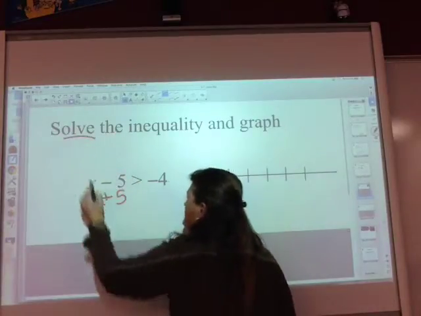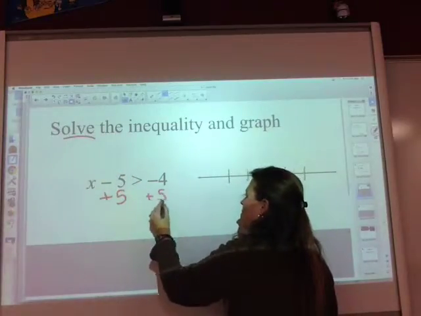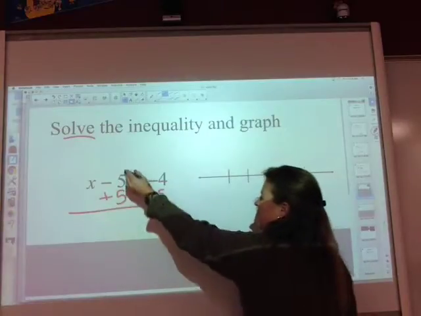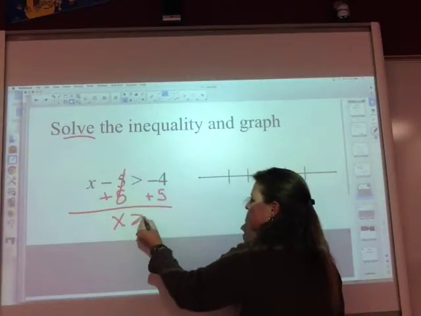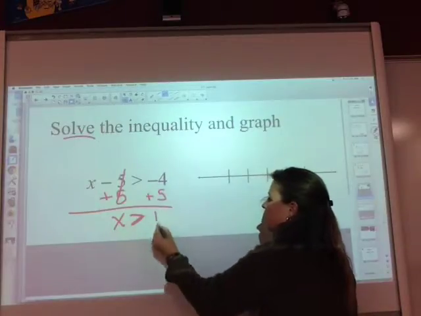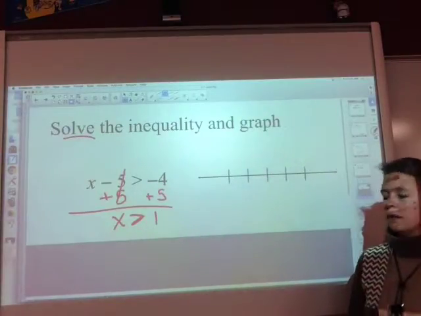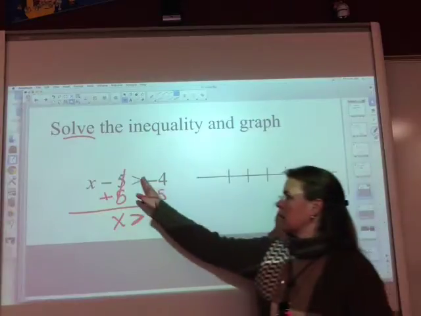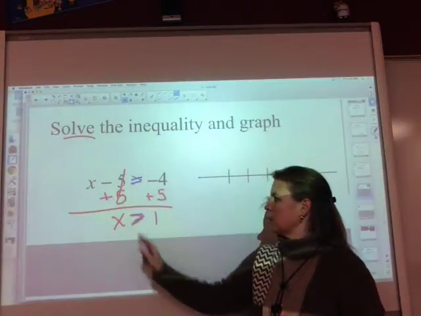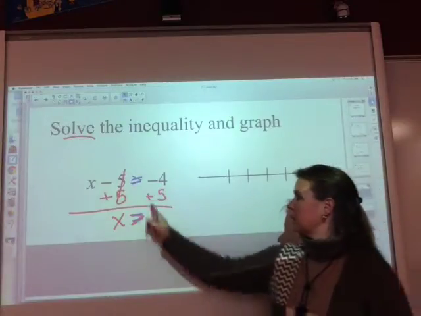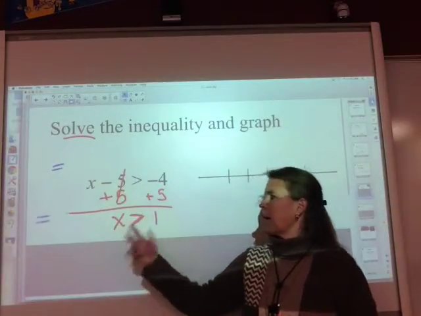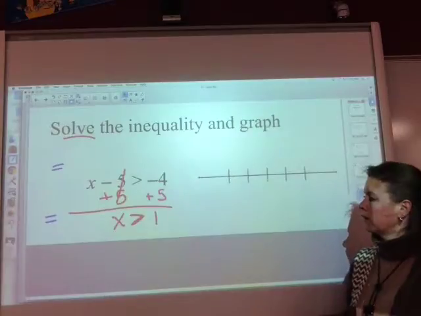Solve, meaning isolate the variable. Add 5 to both sides. Adding 5 will cancel this. We have an x. Keep the sign. And -4 plus 5 is 1. We actually treated that inequality just like it was an equality. If that's an equal sign, you do the same thing. The only difference is, now that you have an answer, it has to be graphed. We never had to graph an equal sign.